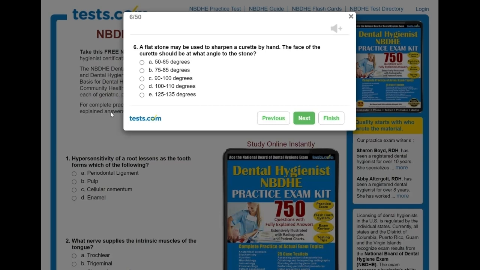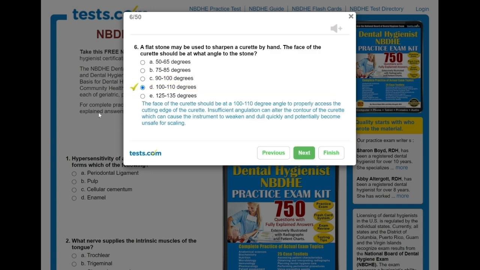Question 6. A flat stone may be used to sharpen a curette by hand. The face of the curette should be at what angle to the stone? A. 50 to 65 degrees. B. 75 to 85 degrees. C. 90 to 100 degrees. D. 100 to 110 degrees. E. 125 to 135 degrees.